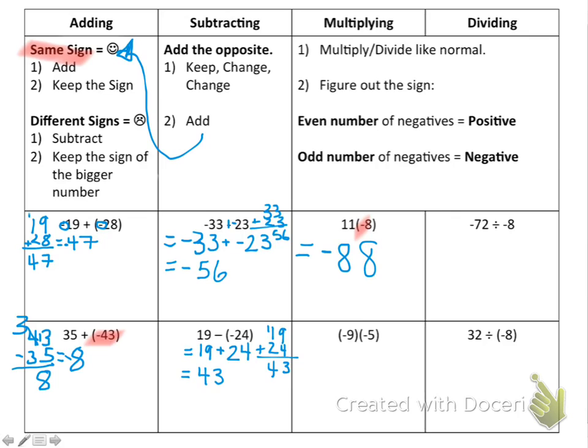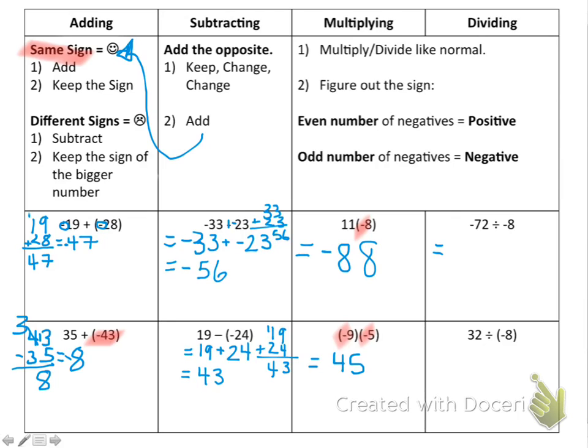All right, let's do the next one. Here I have 9 times 5, and 9 times 5 is 45. Now I count the number of negatives I have. I have 1, 2, and 2 is an even number, so that means that my answer is going to be positive. So my answer for negative 9 times negative 5 is 45. Now division.